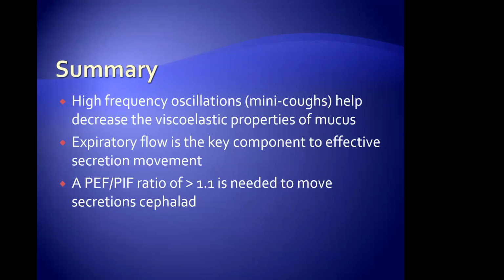Expiratory, inspiratory flow bias is needed to move secretions toward the upper airway, cephalad, to have the patient take in that big deep breath in, cough, and spit. We've got that. We understand that. As you're doing this every single day, think about these things.